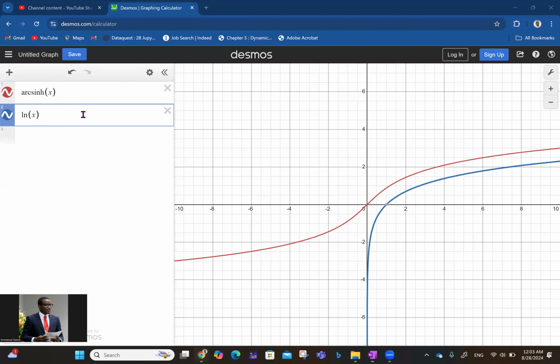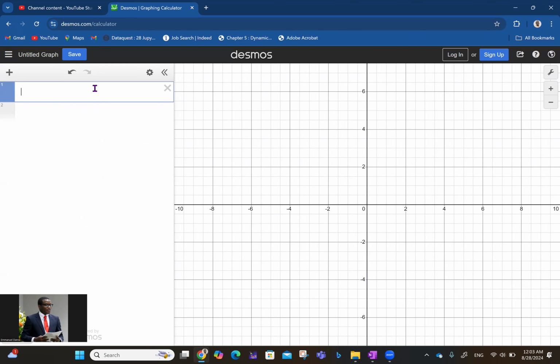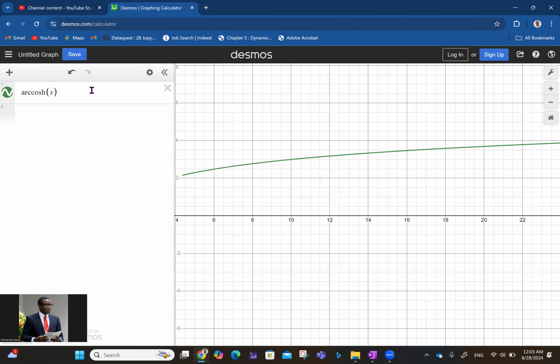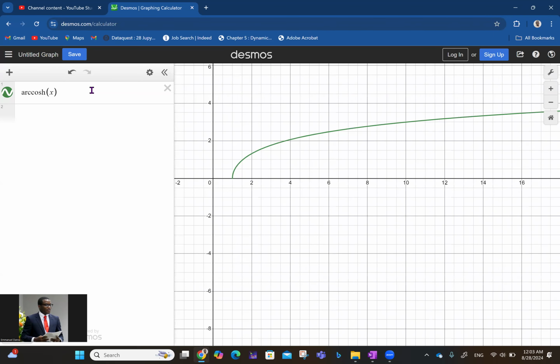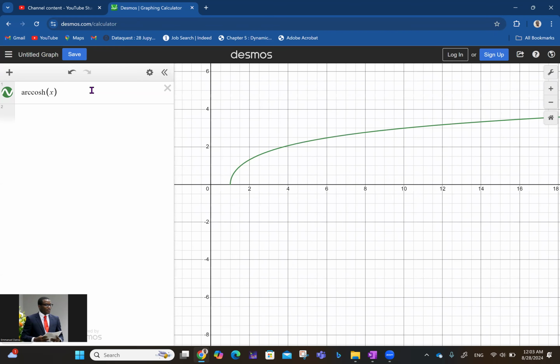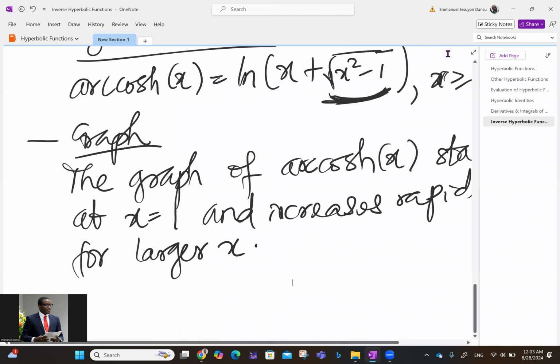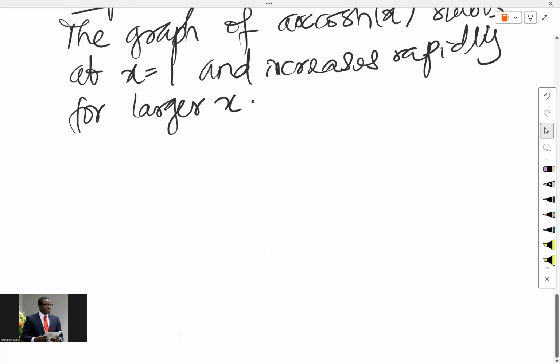Okay, to see it better, we can remove this too, so we focus on arccosh x. You can see it's starting from 1 and then it goes like that. It looks a bit like a logarithm function somewhat, but then it keeps growing like that. It cannot start anywhere before 1 because of the square root. Okay, so let's move on to the next inverse hyperbolic function.